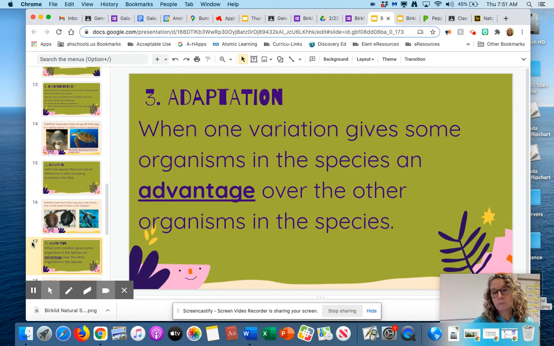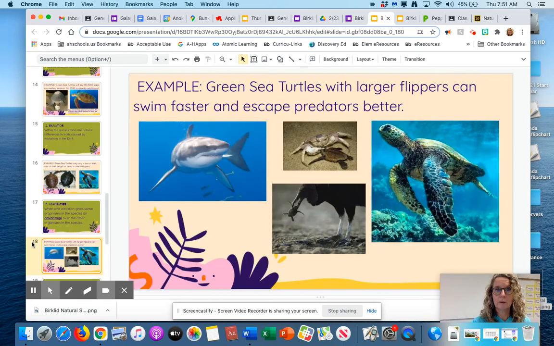Okay? So some variations aren't an advantage, and then they don't become an adaptation, because that's not something that's important. So here, with green sea turtles, their larger flippers help them swim faster to escape predators. That's so sad right there. But that's what happens to a lot of them, or they get eaten by crabs. So that is not uncommon.